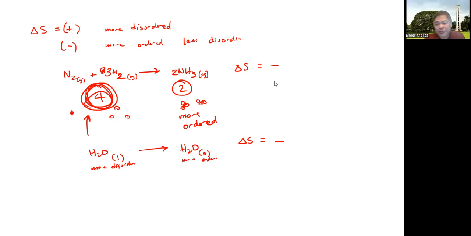Now, why do they need to do this concept? Because they're trying to find if they can predict whether a reaction will be spontaneous or not by just looking at the enthalpy. So what does this spontaneous reaction mean? Anyone? This is a process or reaction that happened on its own without outside intervention.